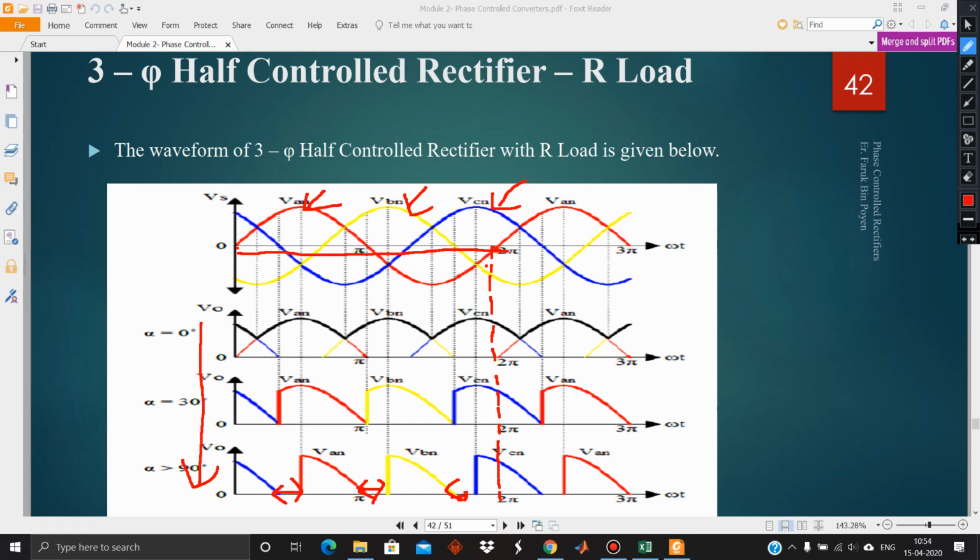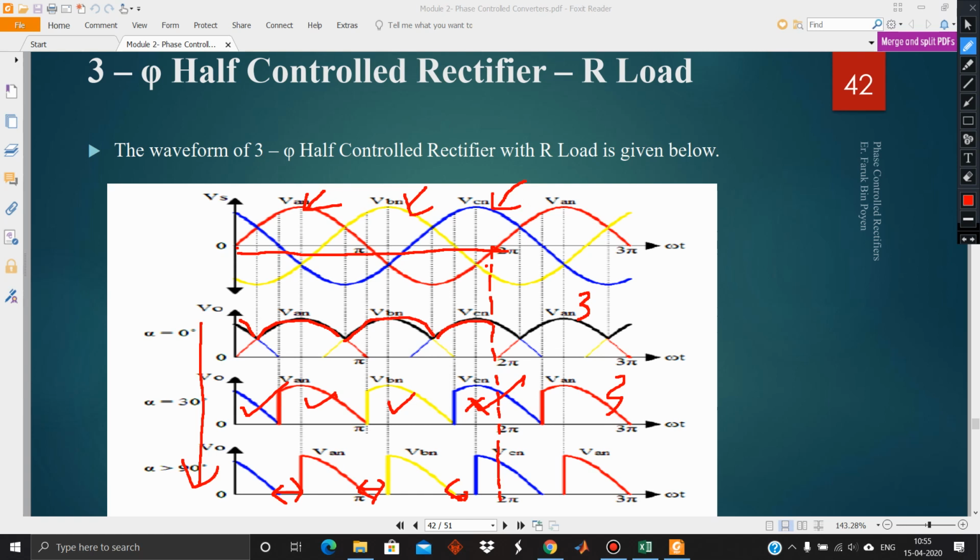So how many pulses are you getting at the output? So if you observe, let us say for alpha equal to 0, this is one complete pulse, this is one complete pulse, that means VAN and VBN, these are two complete pulses, and for VCN, a part is here and the rest of the part is here. So three pulses you are getting at the output. Similarly, for firing angle alpha equal to 30 degree, VAN is 1, VBN is 2, and this is a part of VCN, and this is another part of VCN. So here also the number of pulses is 3.